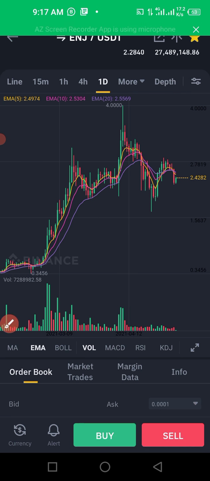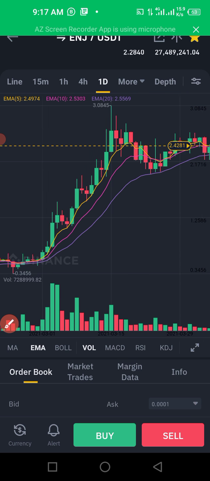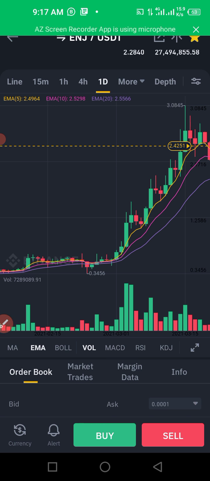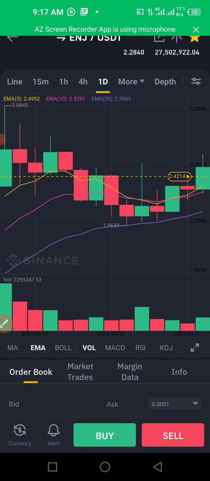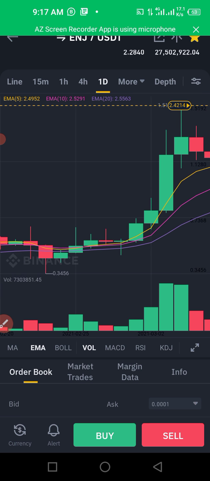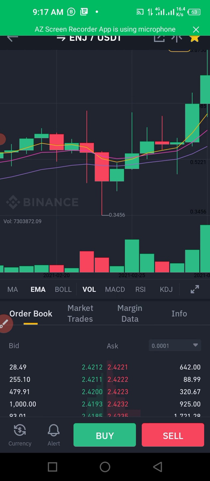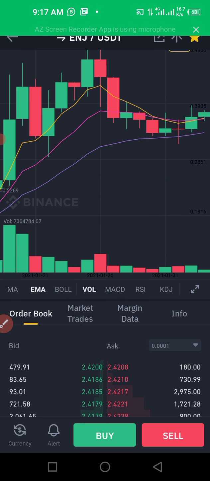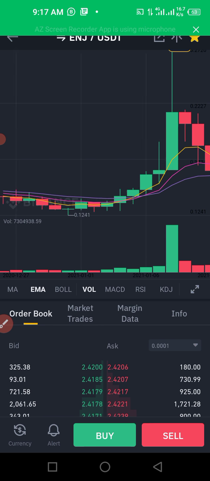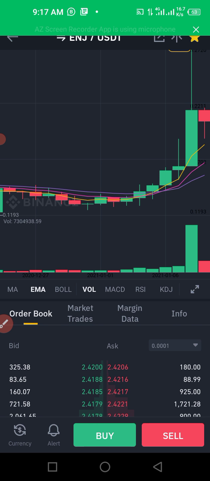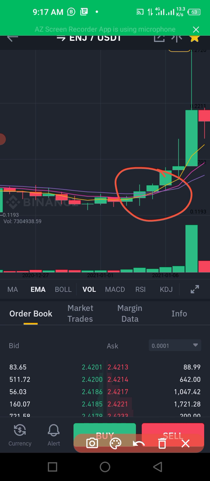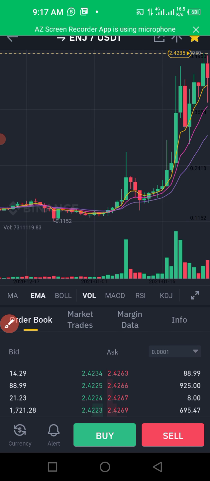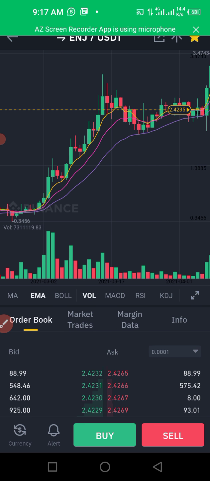Let me try and zoom the screen. Let's see if we can see the cross. I don't know if you can see it. Are you seeing it? Okay, the cross even started from somewhere. Look at where the cross started from. The moving averages started crossing themselves upward, and since that time the market has been buying, even up till now.